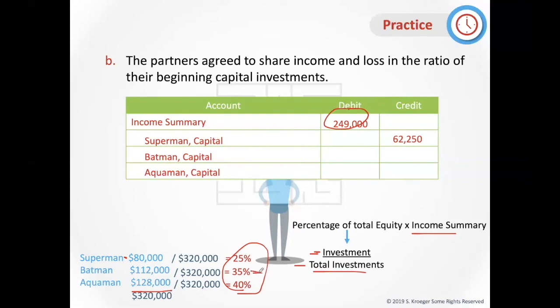Batman's percentage would be 35% of that income, which would be $87,150. Aquaman's would be 40%, which would be $99,600. You should also add up all the credits to make sure it equals the debits. This is a good way to check to make sure that you have the right amounts in there.